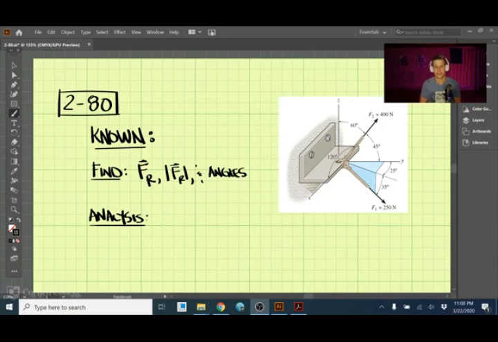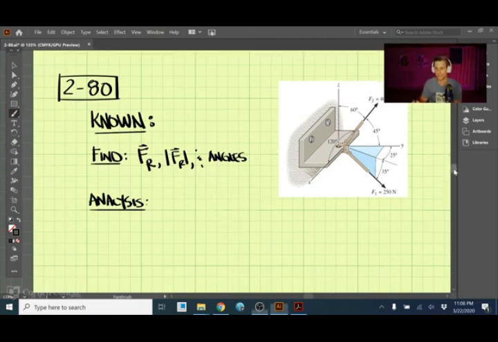All right, so this is problem 280. We're given this bracket and it has a few forces on it. What we're looking to do here is find the resultant force, adding all these forces together, the magnitude of that force, and all the coordinate direction angles of the resultant force. So let's get started with that.